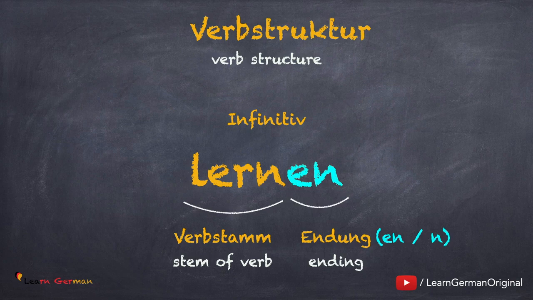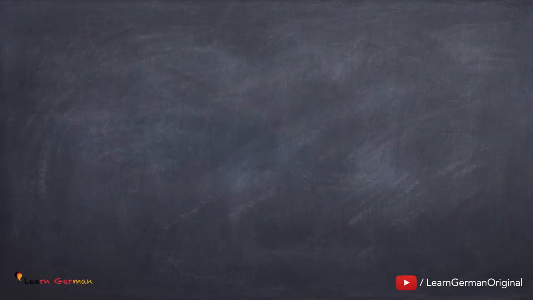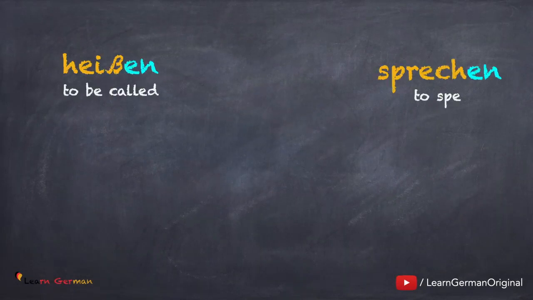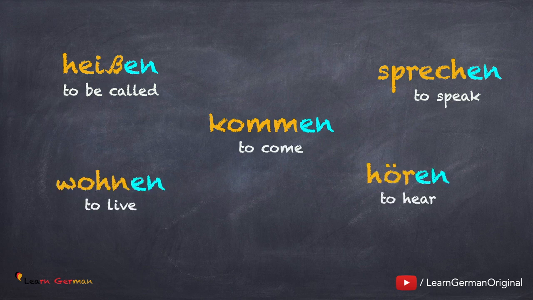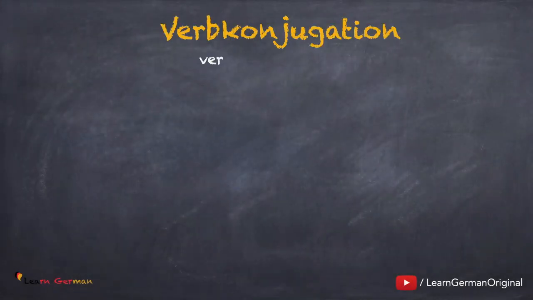Here are some more verbs in their infinitive forms. You already know these verbs in some way or the other. Heißen, sprechen, kommen, wohnen, hören, machen. The best way to remember a verb is to remember its infinitive form. However, when we make a sentence, the verb has to be conjugated.